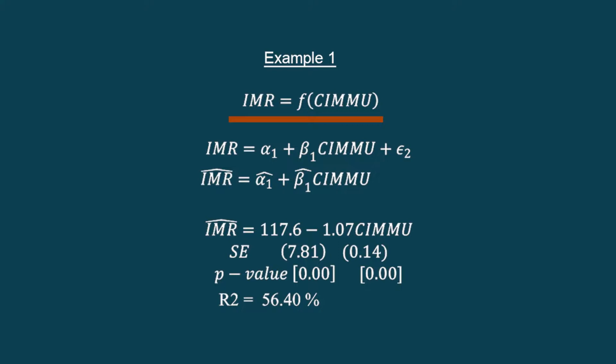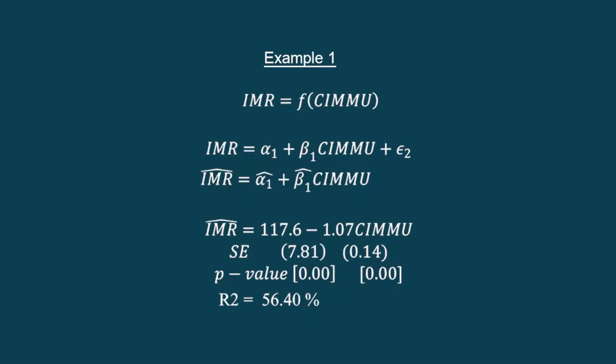This goes back to an empirical example where the infant mortality rate is a function of, say, child immunization. The model has alpha 1 and beta 1, which are estimated as alpha 1 hat and beta 1 hat. Based on the result, we can see that the probability values are less than 0.05. So the null hypothesis is rejected, and we can claim that child immunization has an impact on the infant mortality rate. And that is how we can explain how the testing of hypothesis is applied.